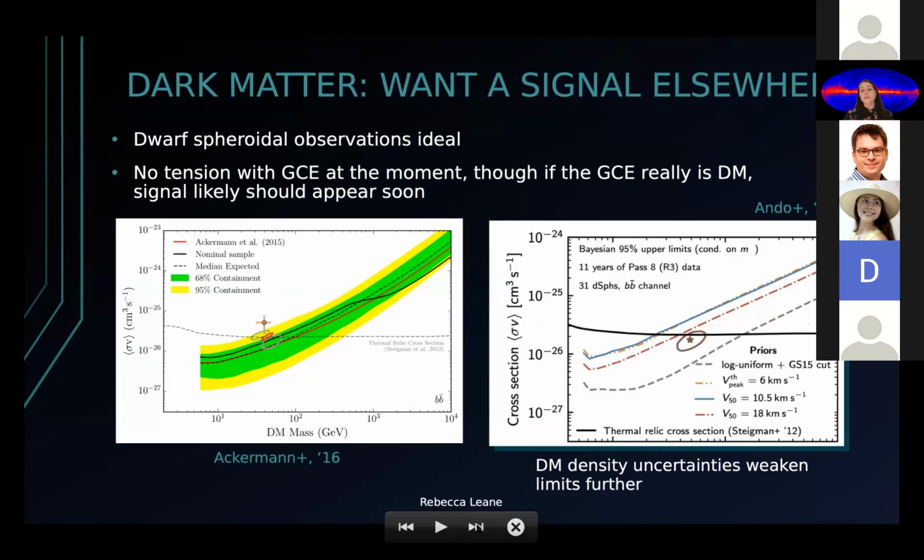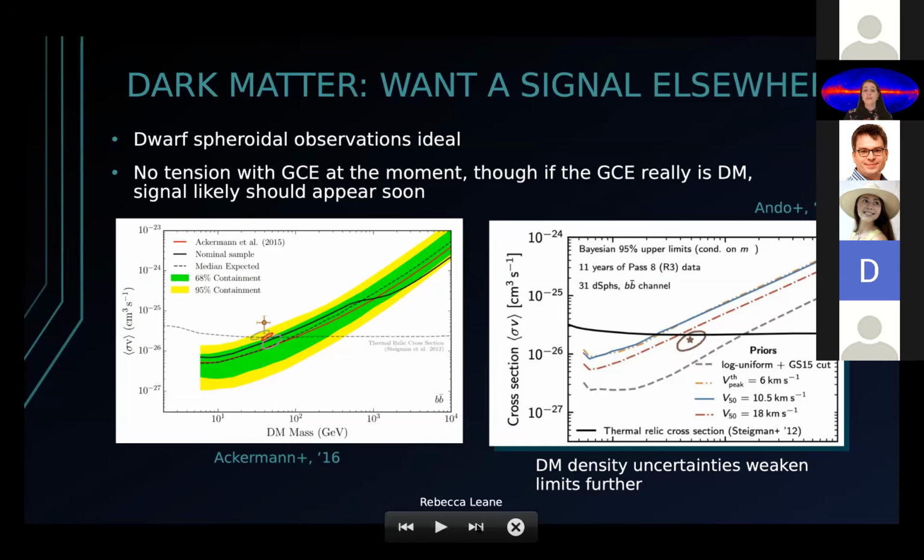An ideal place to do this is to look into dwarf spheroidal galaxies. These are really dark matter dense environments and have pretty low backgrounds. And interestingly, at the moment, there's no real tension with the galactic center excess. The figure on the left is from a Fermi analysis. The circles that you see are potential fits to the excess in different papers, and then their limit is the black line. So it looks like there's still some room there.